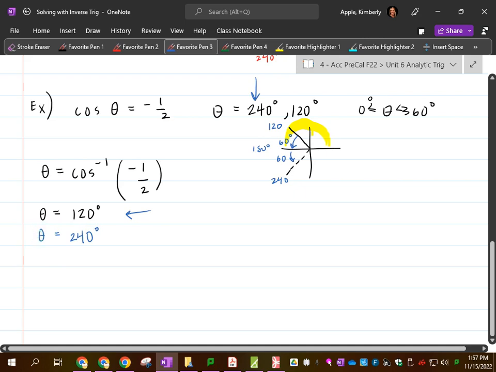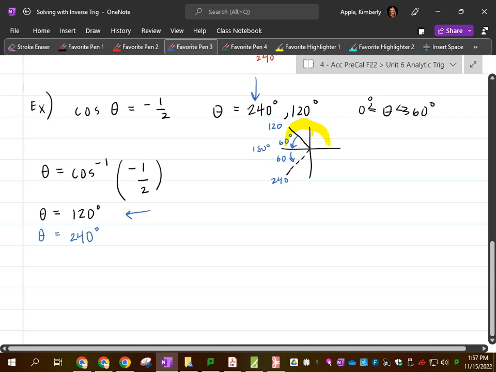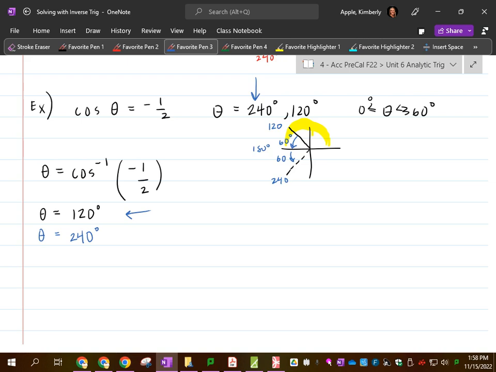So will it always end up with it being those two at the top? If you use inverse cosine, your calculator is going to give you whichever value is in these two quadrants, and you're going to have to find the other one. Just like in sine, it's going to give you these two, and you're going to find wherever it is over here. Okay? So you just need to know, and I do it by drawing the little sketch, because otherwise I get lost.